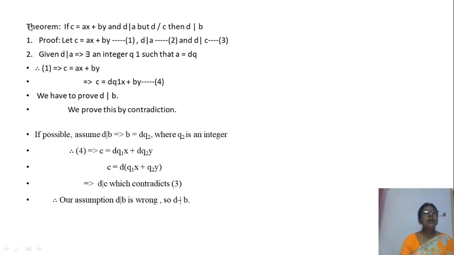Next we see the theorem. If c is equal to ax plus by, and d divides a but d does not divide c, then d does not divide b. We will see the proof in the next class.